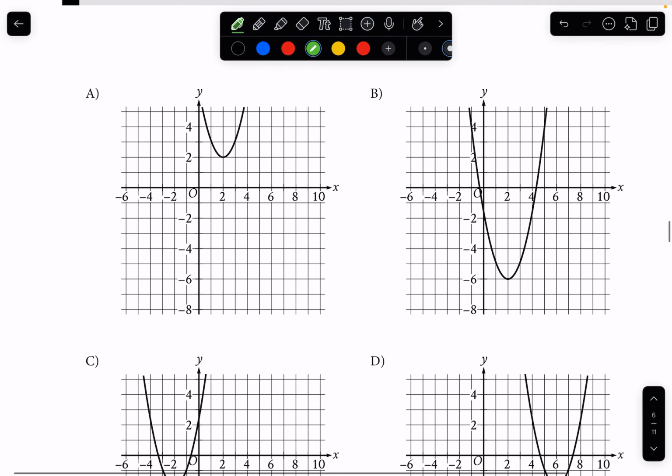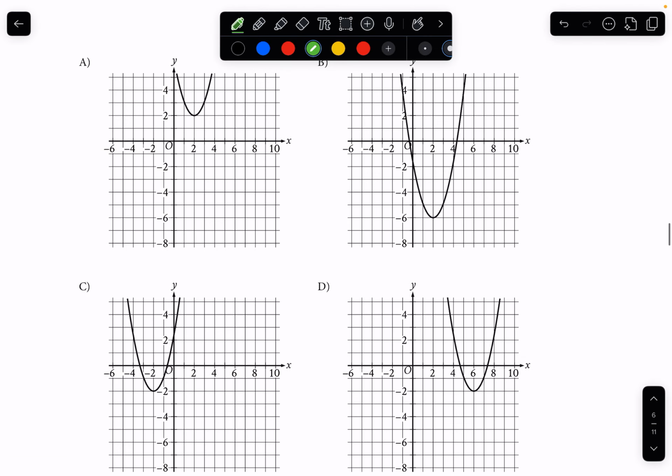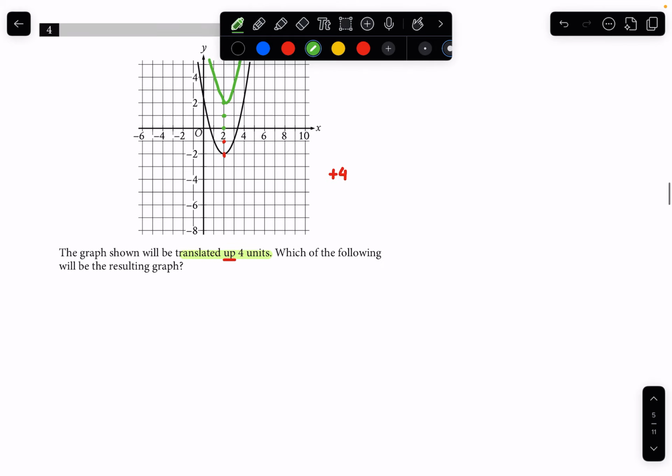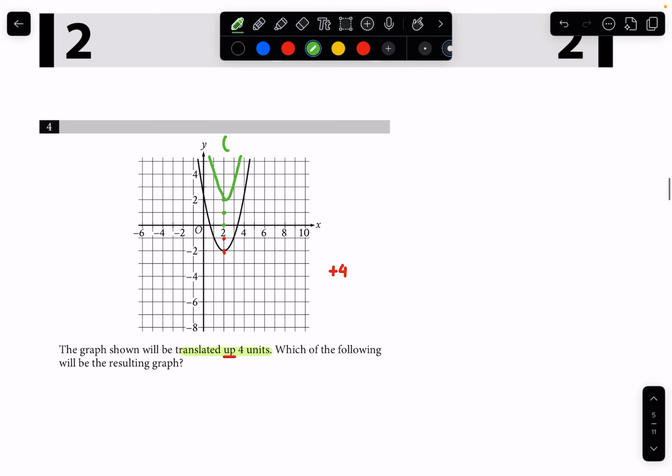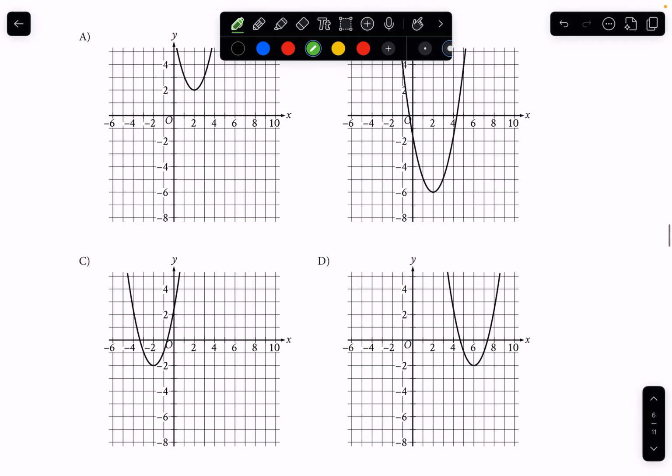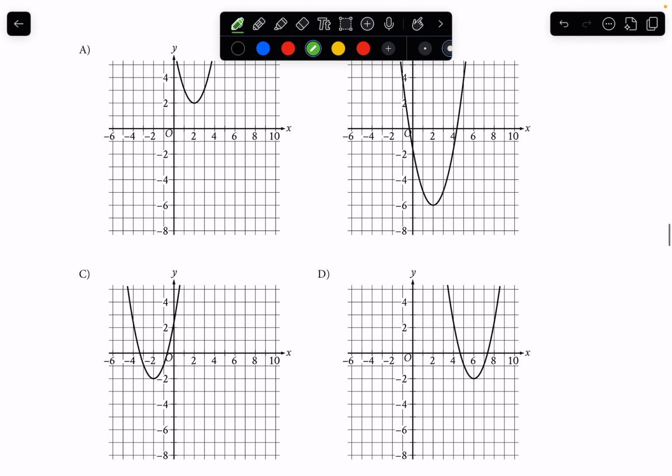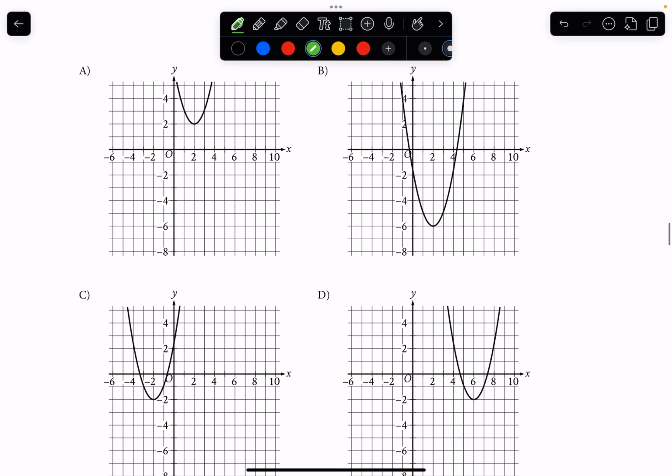Now let's see which option suits best. Let's just discuss the points. So the points were 2 and 2 for x and y, right? Let's just go down and see if we have got 2 and 2. So that is going to be right here. Do you see? So it's going to be option A for us. We just moved our graph 4 units up, no change in shape, nothing changed. We just moved it along the y coordinate.